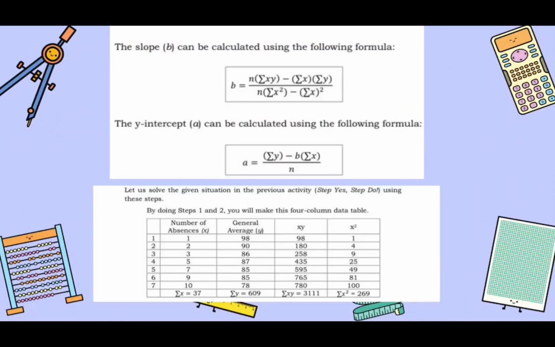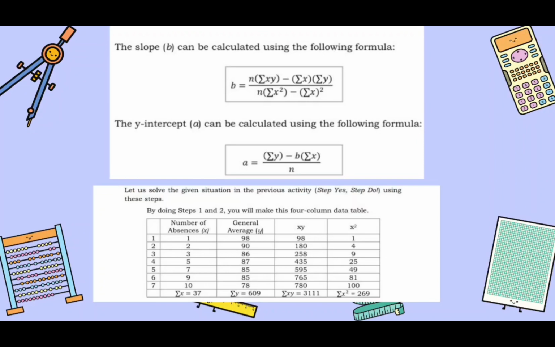So the slope, or b, can be calculated using the following formula, as shown. And then the y-intercept, or a, can be calculated using the following formula, as shown. Let us solve the given situation from the previous activity using these steps.